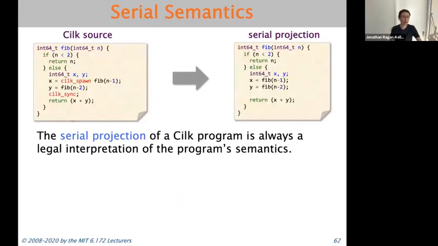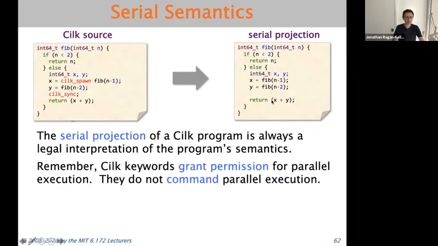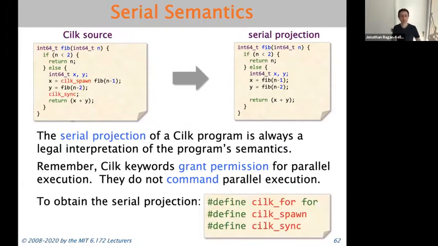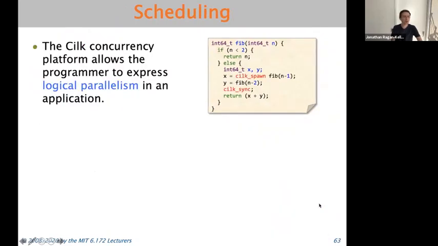Again, like I was saying, Silk is carefully designed so that what we call the serial projection of the Silk program, which is basically when we just elide or ignore all the Silk keywords and get a simple serial program without them, is always a legal interpretation of the program's semantics. So these keywords give the system opportunities to potentially execute things in parallel, but they don't require it. And one trivial way we can get this serial projection is just by #defining all these keywords to be basically no-ops.